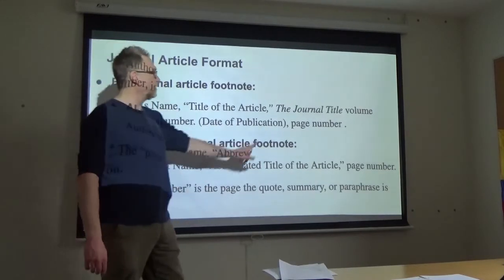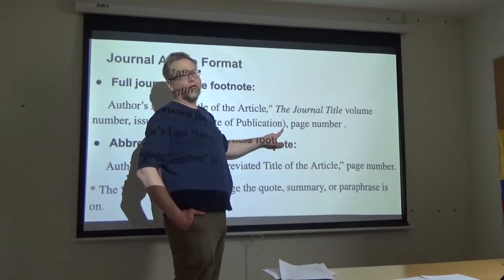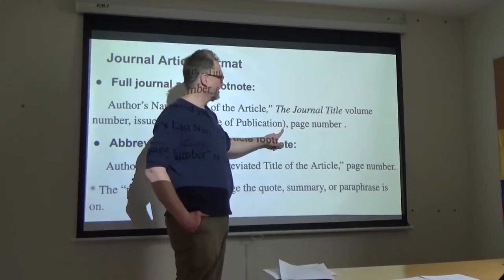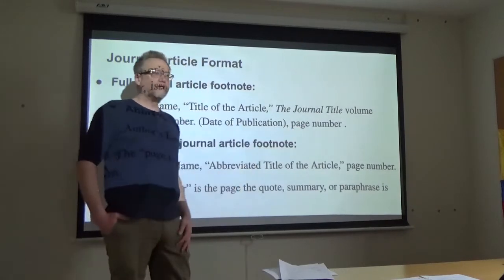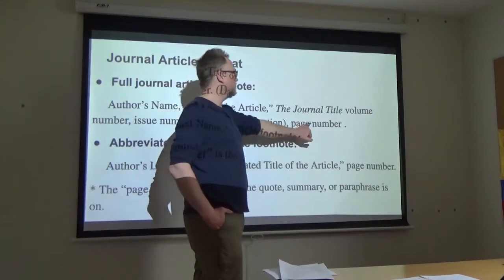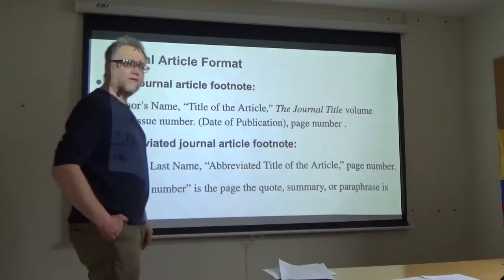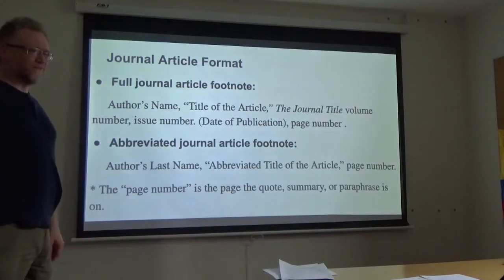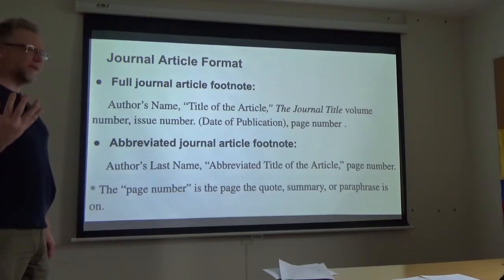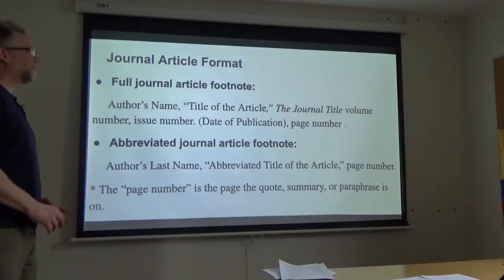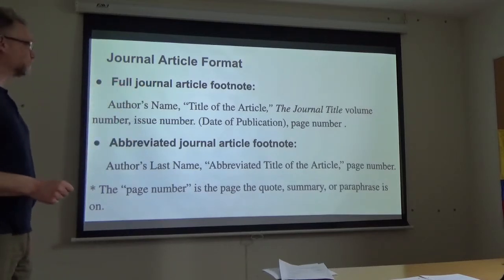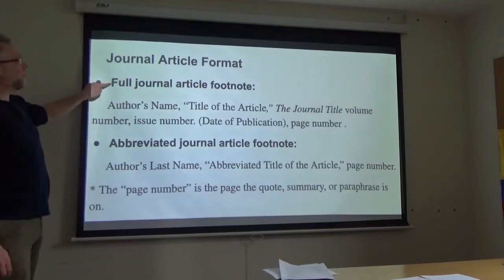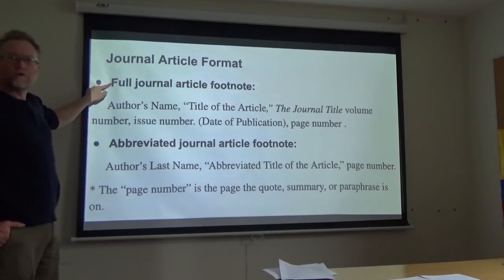Then what do we have? A closed parenthesis, and then a comma, then a space, then the page number. And this is also the page number where you get the information. Do you understand? Yes. It used to be, well, actually, I'm not going to confuse you, but wherever you get the information, that's the page you put. All right? So we just looked at the footnote for a journal article, the full one.